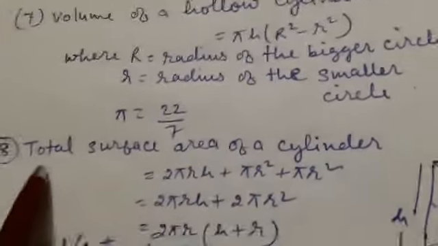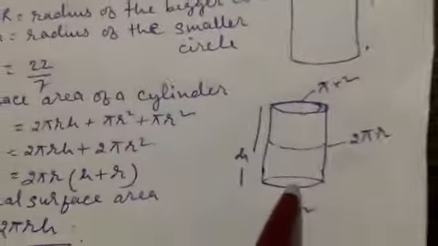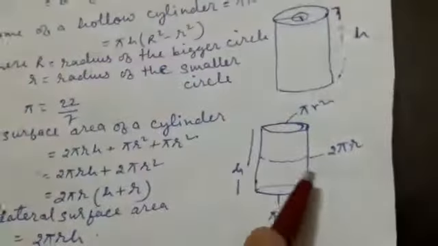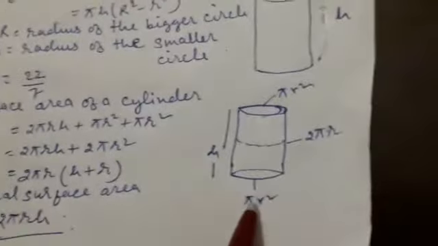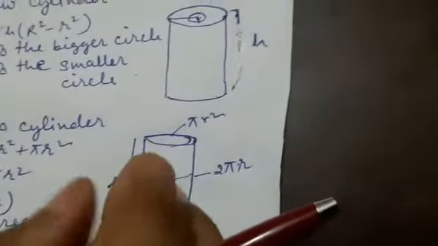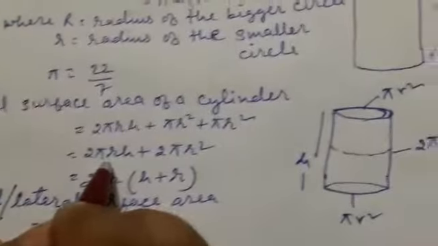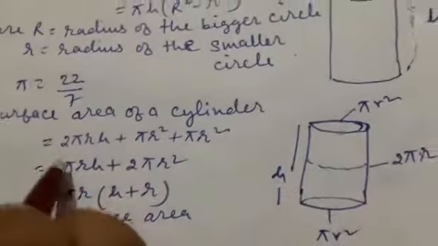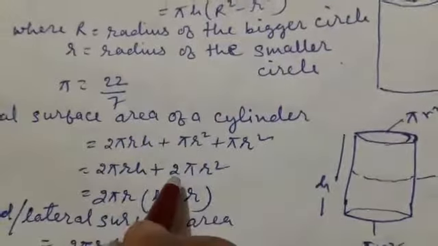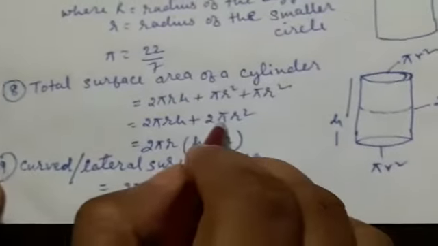Now eighth rule is total surface area of a cylinder. In a cylinder, the bottom is a circular shape and the top is also a circular shape, so their areas will be pi r square and pi r square. And how will we find out the area of the side, or curved surface area? 2 pi rh, which means perimeter into height. 2 pi rh for the curved surface area or area of the side wall, and top and bottom area pi r square plus pi r square will be 2 pi r square.